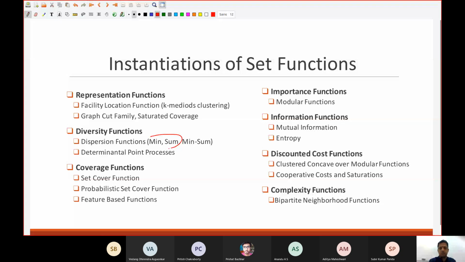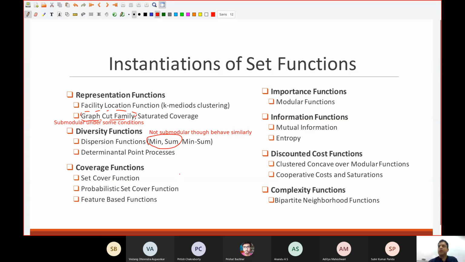Behave similarly, very similar, very closely. Okay, and also graph cut is also submodular under certain conditions, not always. It's like a summary. Okay, so coverage function, set cover, probabilistic set cover, feature based functions, these are largely submodular.